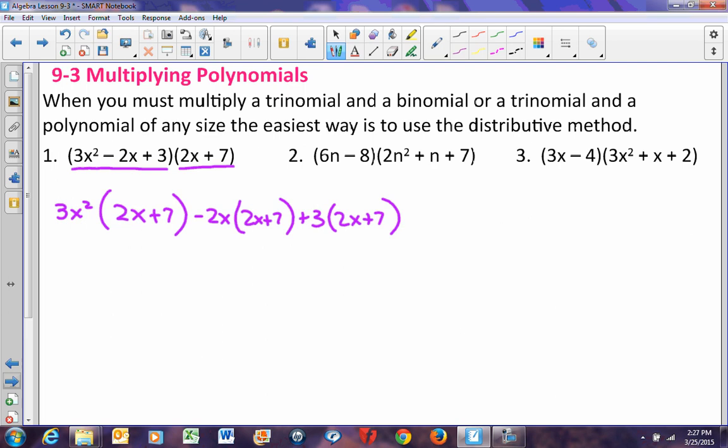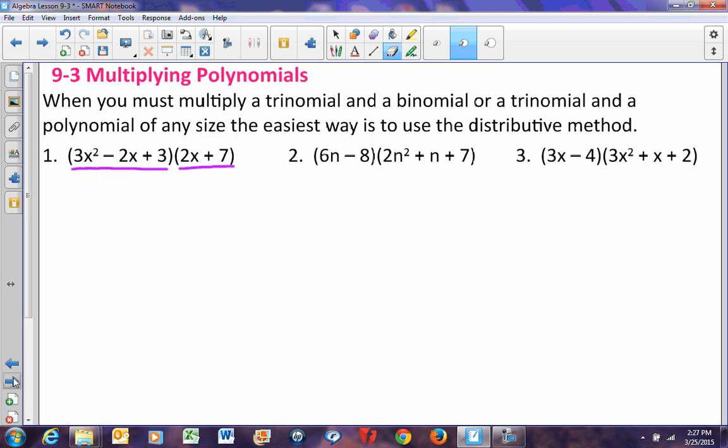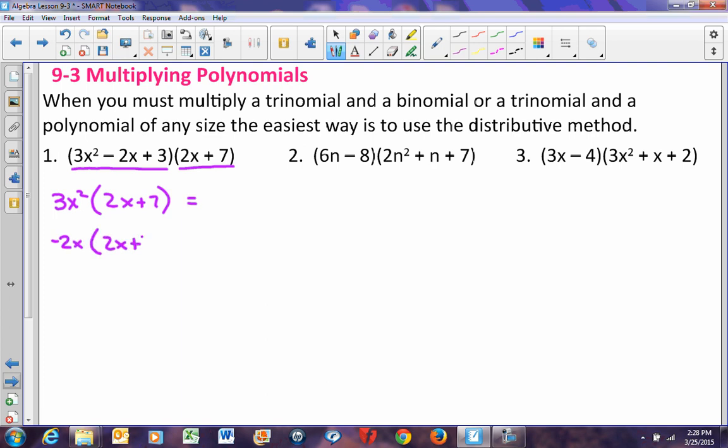If that's the case, a second thing you could do, I'm just going to erase this really quickly. I could do this. I could say 3x squared times 2x plus 7. That equals, leave it there. And then I can say negative 2x times 2x plus 7. I can do it vertically. And then I can say 3 times 2x plus 7, and get the answers that way. That way works too. It saves you a little bit of space so you're not going into your other problems as much.